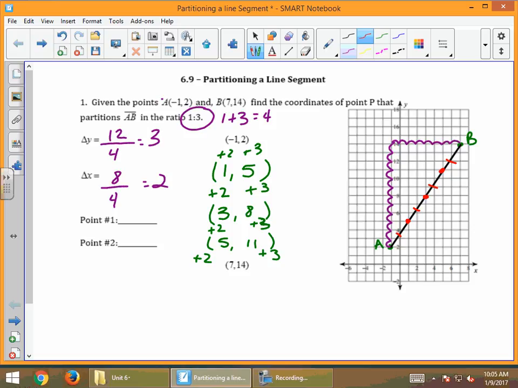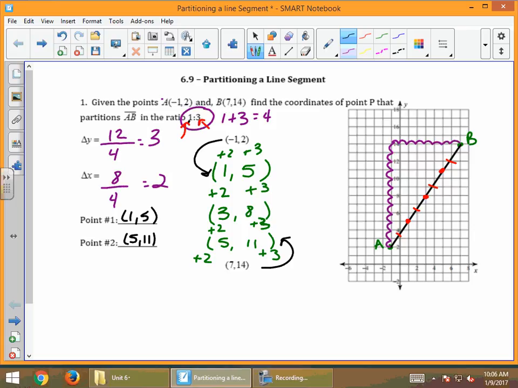We want to know what point gives us one section with 3 sections left over. So to do that, you're going to start with the first point and count 1. Whatever number's first, you start with the first point and count that number. That's going to be one of your answers. 1, 5. You repeat that with the second point. You start with the second point, count 1. That's going to be your other answer.